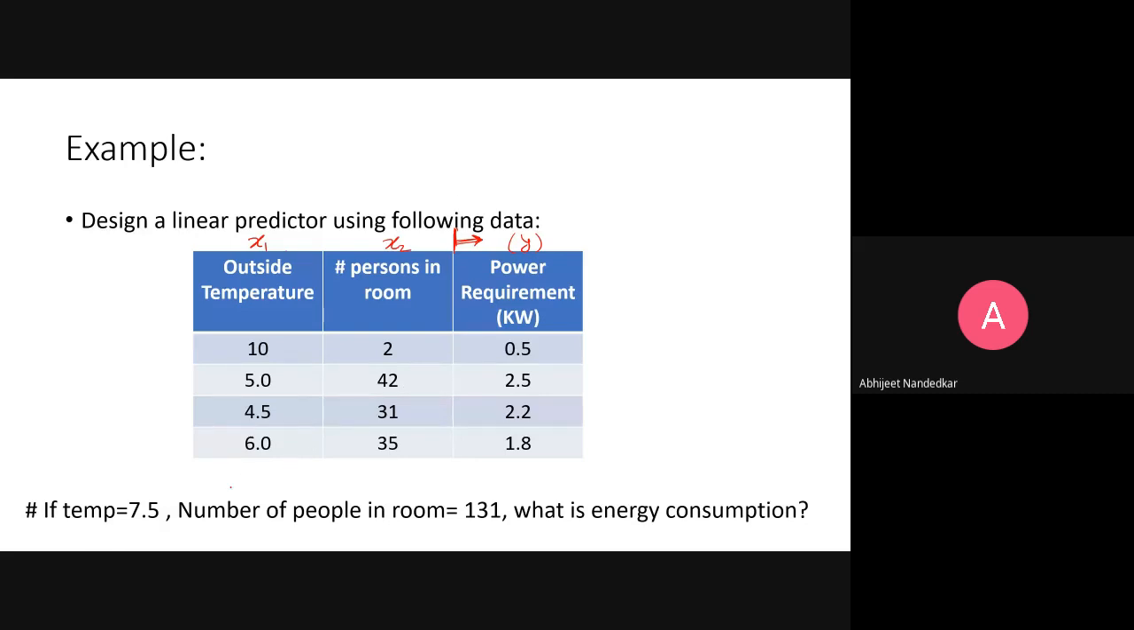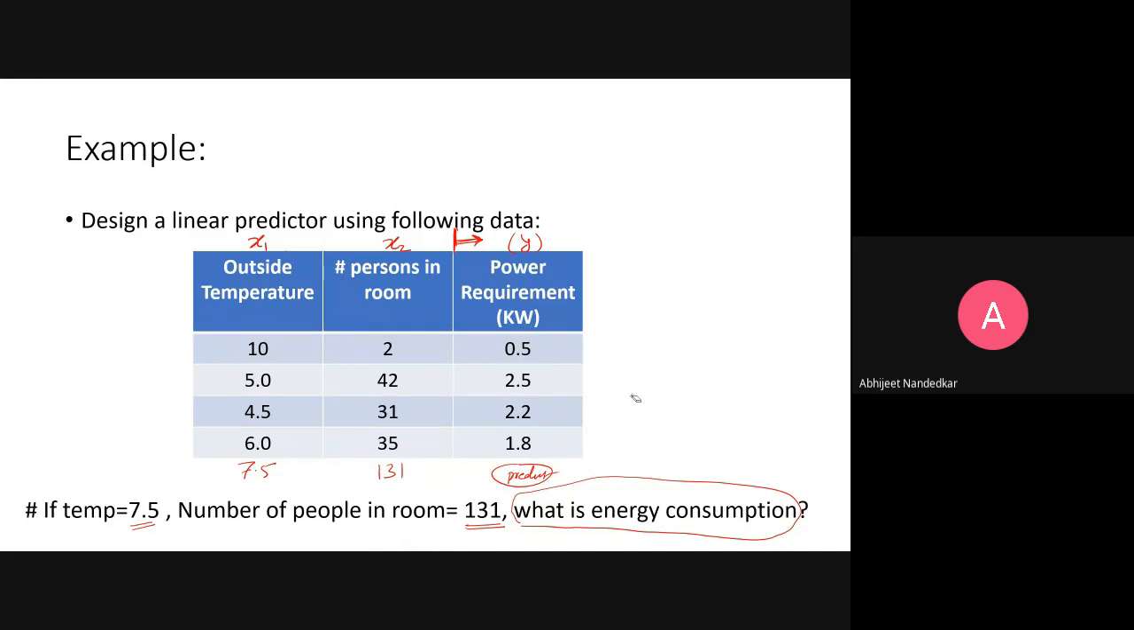Now the question is, if the temperature is 7.5 degrees Celsius and the number of persons in the room is 131, what is the energy consumption? This is my question, and I want to predict it. Why am I saying prediction? Because this entry of 7.5 and 131 is not available in the data. So I have to predict this information based on whatever I have in my hand. This is what is called regression. You predict something which is not available with you, or the information is missing.